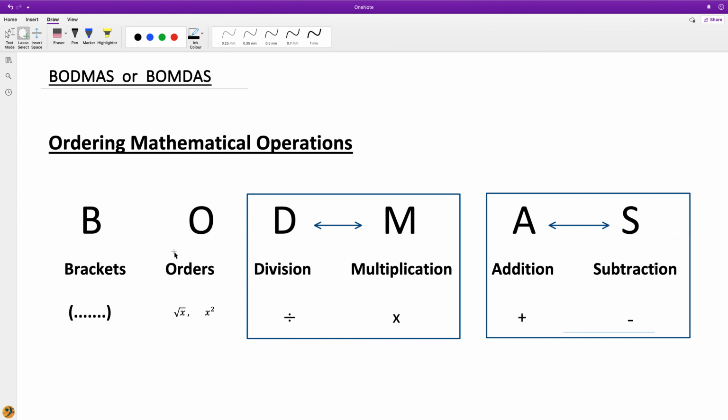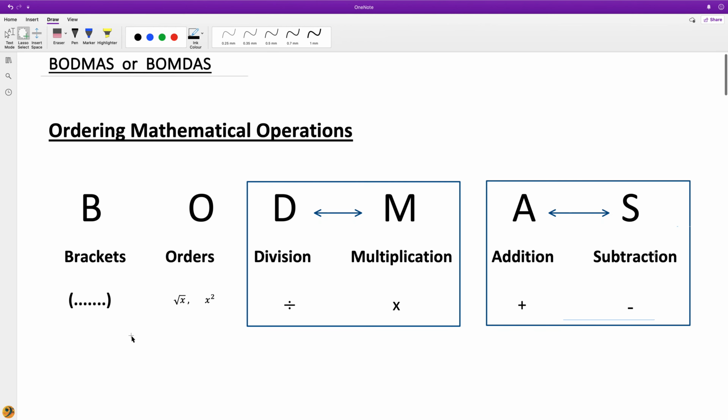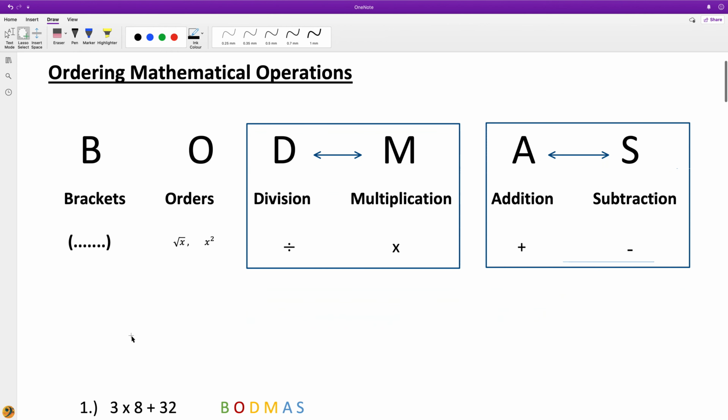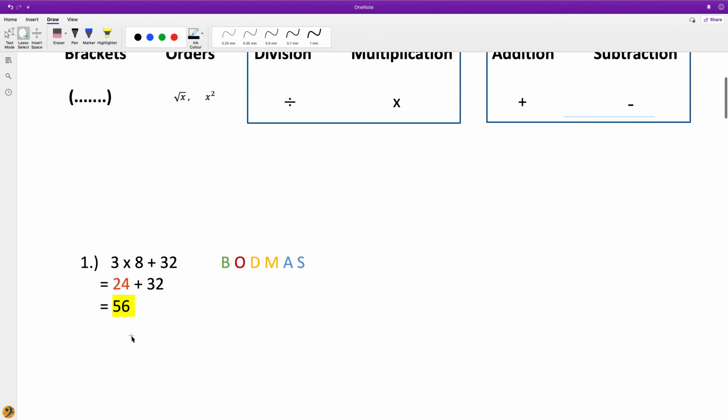But if you have something that has an order that's to be square rooted or squared, that is even before all of this. And the most important one to perform first is anything in brackets. So BODMAS, that's the acronym. Now we'll go through a few examples and explain step by step how to apply all this and to work out some operations. I'll start with a pretty easy one here.